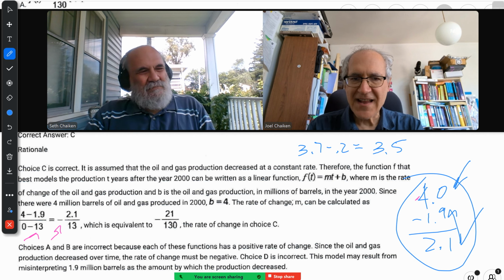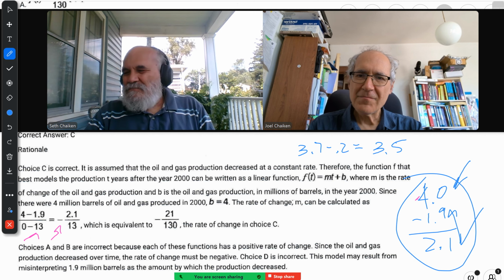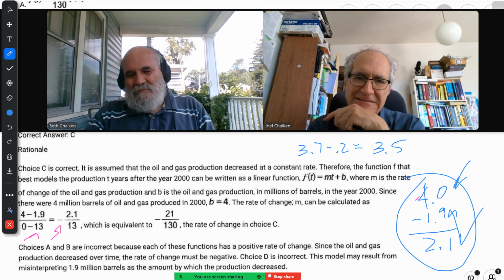I guess yesterday we talked about plotting points. I guess you could use a Desmos calculator to plot 2 points, (0, 4) and (13, 1.9). But then you'd have to read off the slope. That'd be a stupid way of doing it.